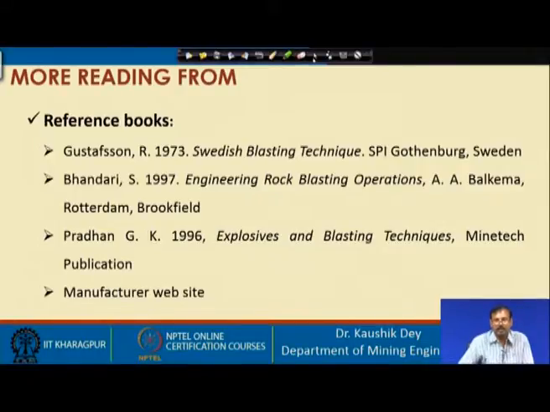Earlier, the standard explosive was considered to be TNT. Nowadays, ANFO is considered as the standard explosive, and every time the relative weight strength is expressed with respect to ANFO, considering the weight strength of ANFO is 100 or the bulk strength of ANFO is 100. Considering that, the strengths are in general proposed.